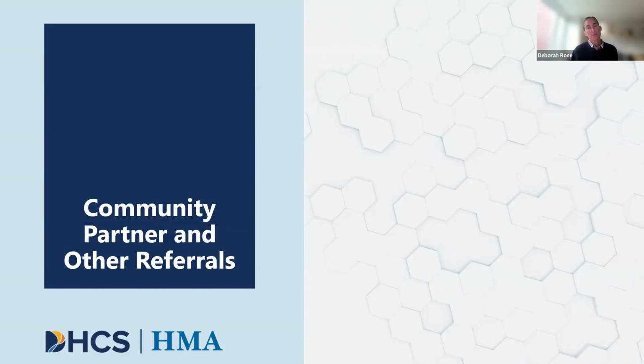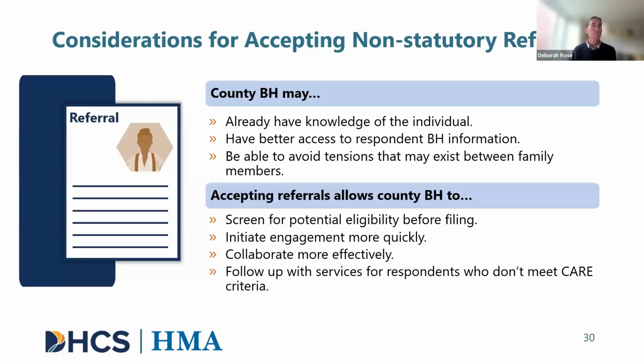So again, if a county behavioral health agency does accept those referrals, they can screen for eligibility before filing. They can look at existing medical records and content. They can initiate engagement pretty quickly. They can share information and, equally important, they can follow up with individuals who do not meet care criteria to offer additional services or other supports so that the person can continue to be seen for appropriate services in the community. So those are a couple of ways that they can consider these non-statutory referrals.